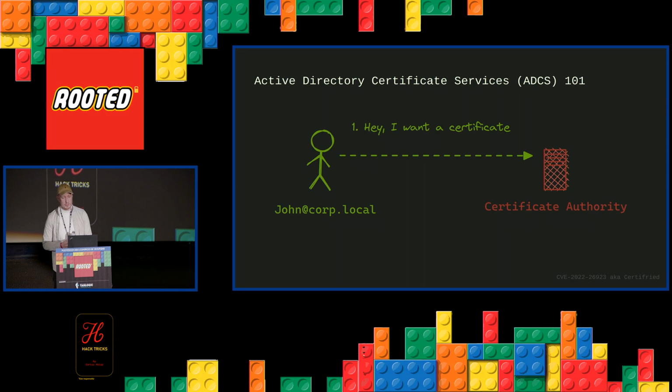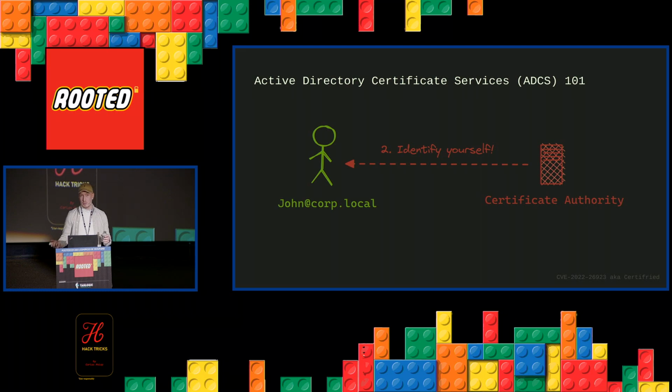Another key component of Active Directory is the certificate services. It is not installed by default, but is installed in almost all real-world environments. So John can go to a certificate authority. I should mention that the certificate services is the public key infrastructure and certificate authority services that are integrated into Active Directory. So that is why it's interesting. So John can go to the certificate authority and say, I want a certificate, please.